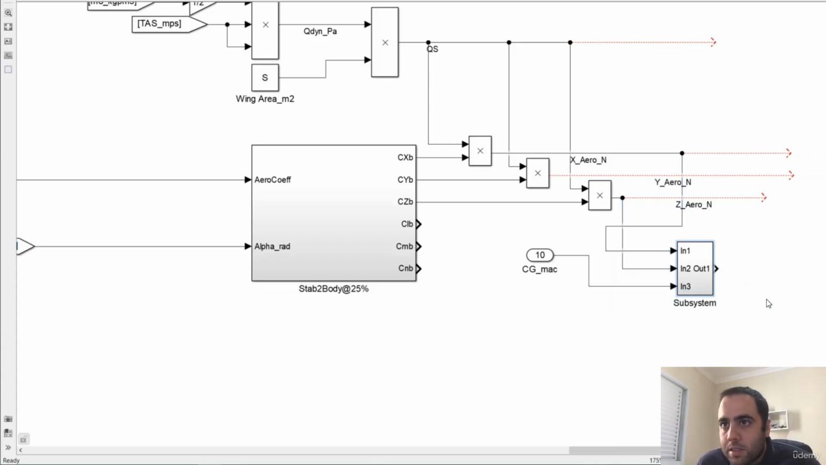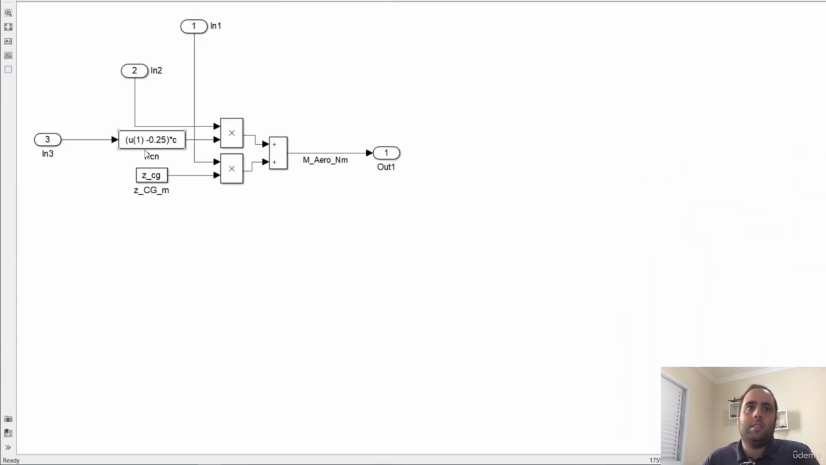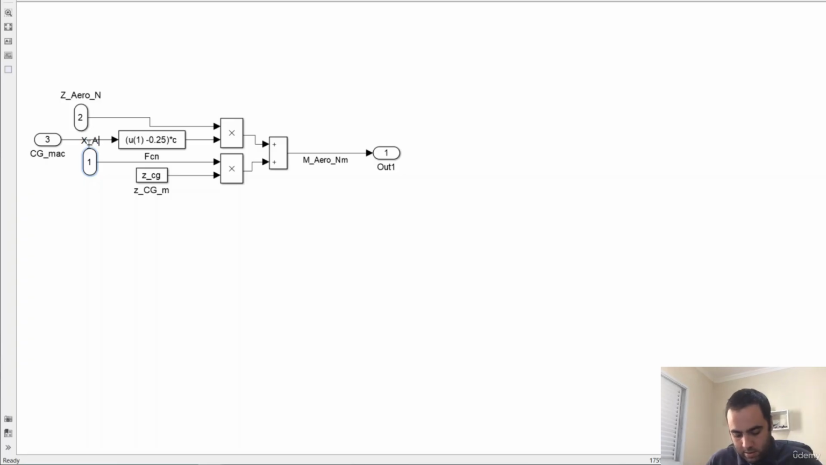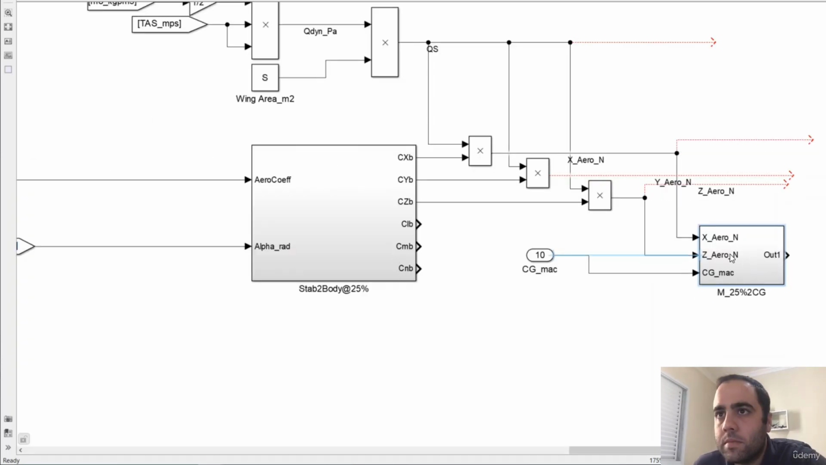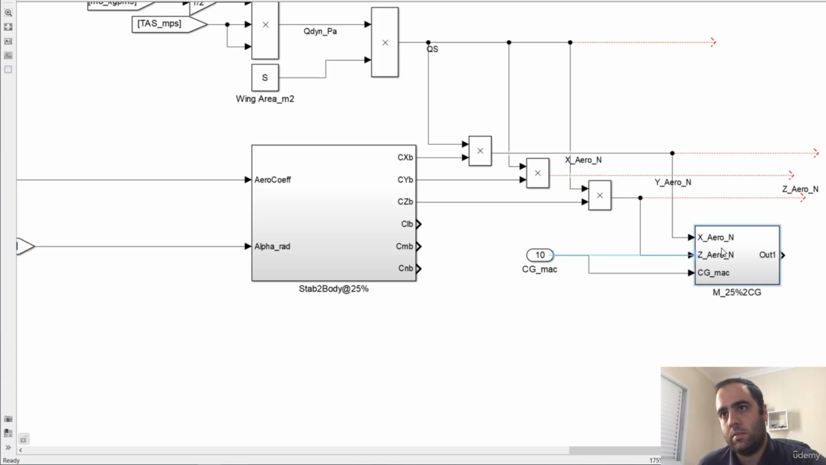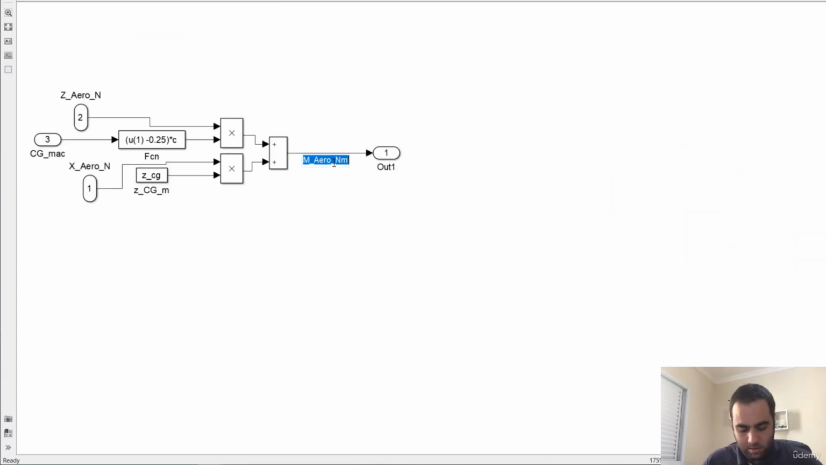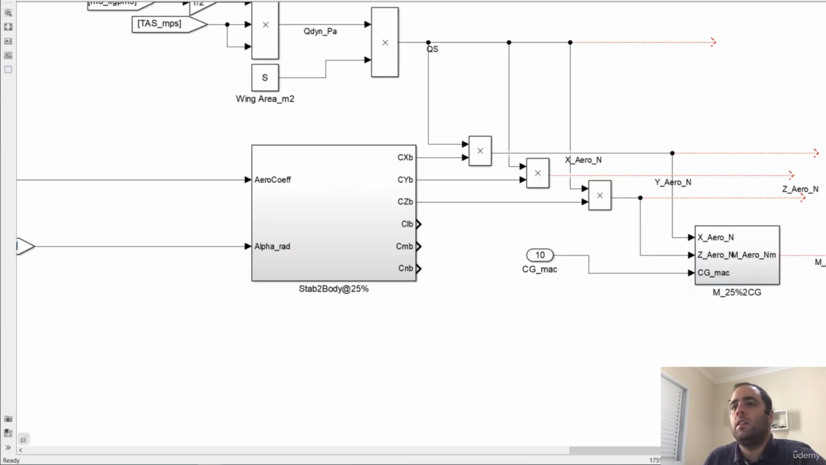Let's create a mini subsystem here. So this is the M 25% to CG converter. Let's just name everybody here. So this is the CG. This is the Z aero in newton. And this is the X aero in newton. And this is the aerodynamic moment in newton meter.